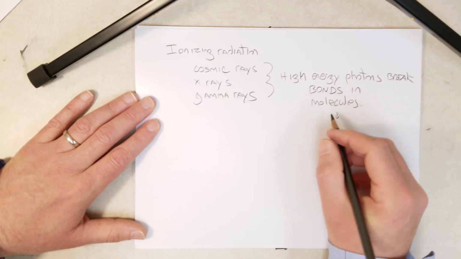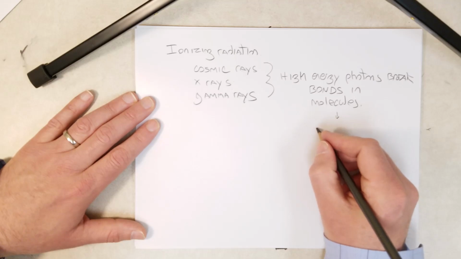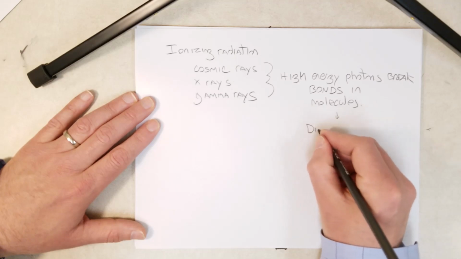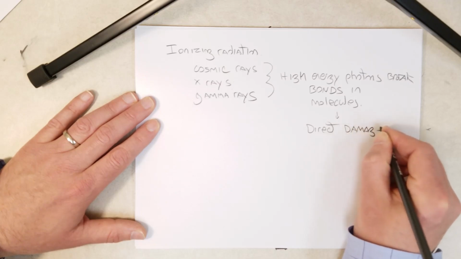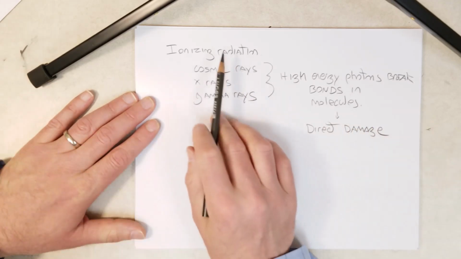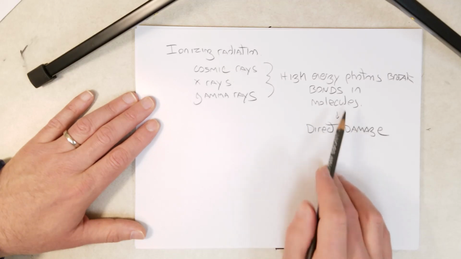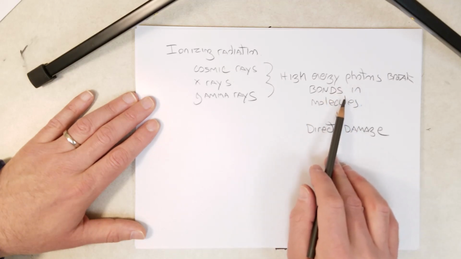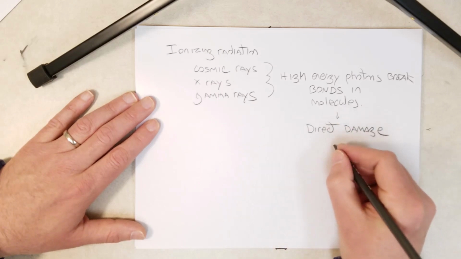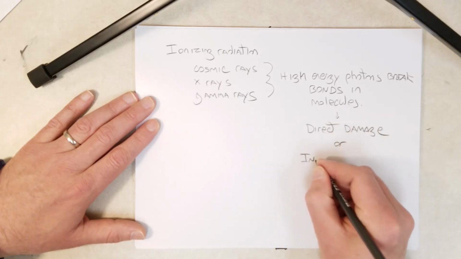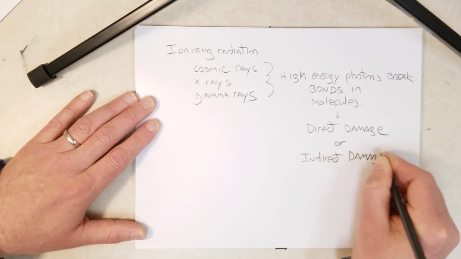And if the high energy photons break a bond in DNA directly, it's called direct damage. So ionizing radiation can cause direct DNA damage if the high energy photons hit the DNA molecules directly and break bonds in the DNA. Or they can cause indirect damage. So what does this mean?